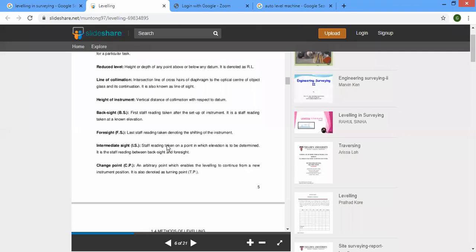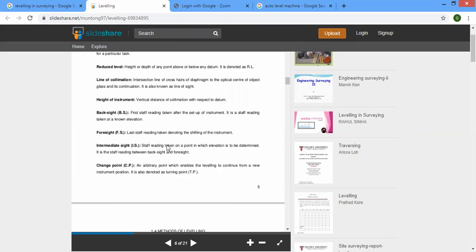Intermediate sight: staff reading taken on a point at which the elevation is to be determined. It is the staff reading between backsight and foresight. So after the backsight reading and before shifting the instrument, whatever readings you take on the points are called intermediate sights. Keep these definitions in mind while tabulating the results. Once you prepare the table in the leveling experiment, I will tell you how to write the backsight reading, the intermediate sight, and the foresight.